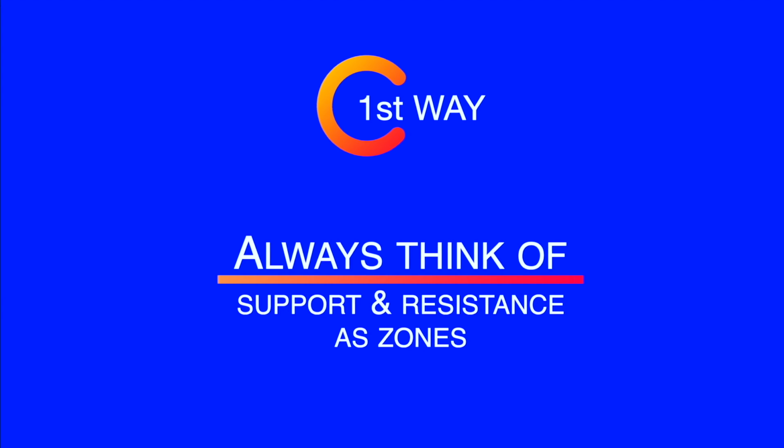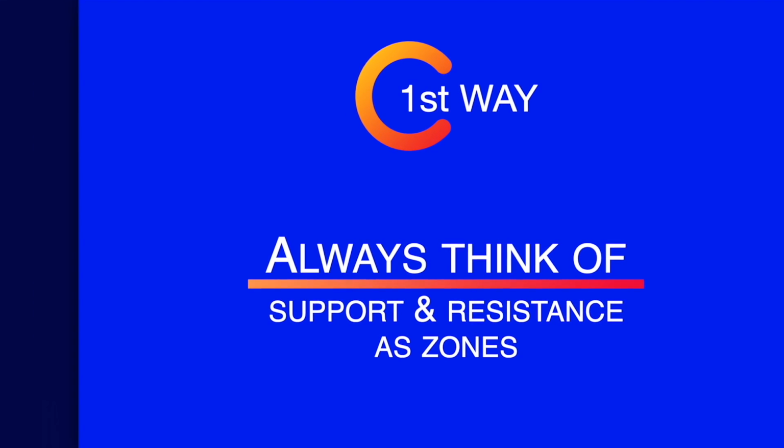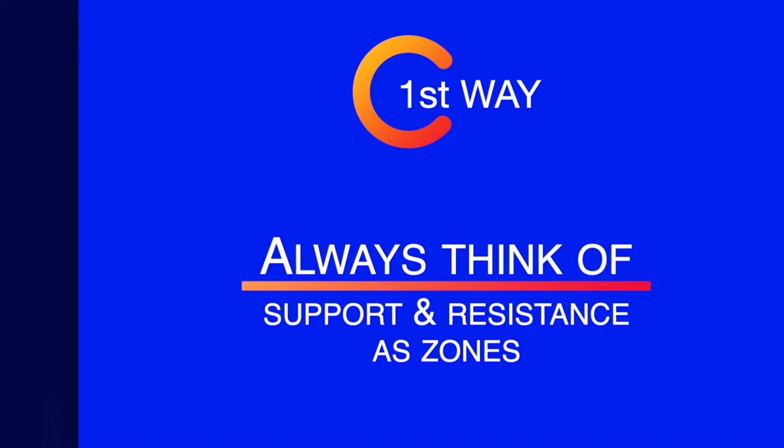The first way is to always think of support and resistance as zones. I usually remind my students that support and resistance are never a straight line. It is not a horizontal line. It is always a level or a zone, and if you grasp this component of support and resistance, it will be simple to identify whether or not a support or resistance has been breached.